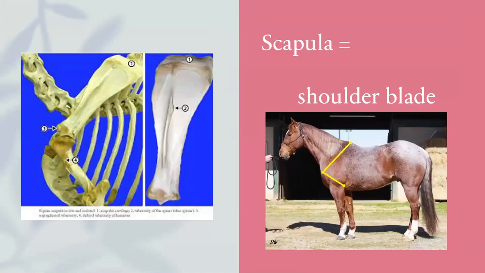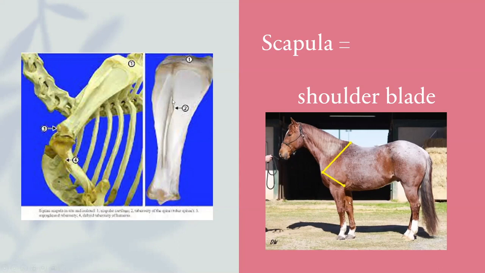All right, why is this important? Because when we get to conformation, we're going to be talking about angles and how those play a role in how a horse moves and what disciplines they might be suited for. So our last bone on the top there then is going to be our scapula or our shoulder blade. And so that's going to be this big bone up top.